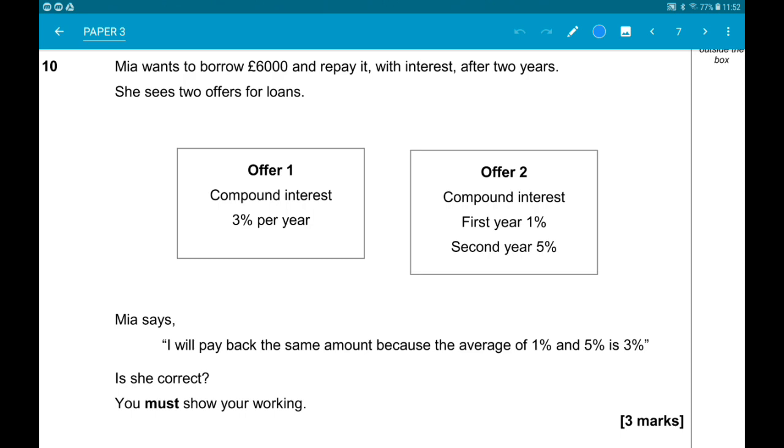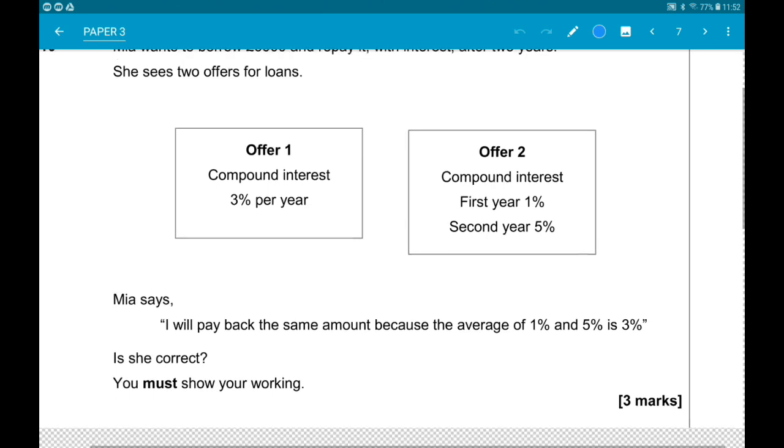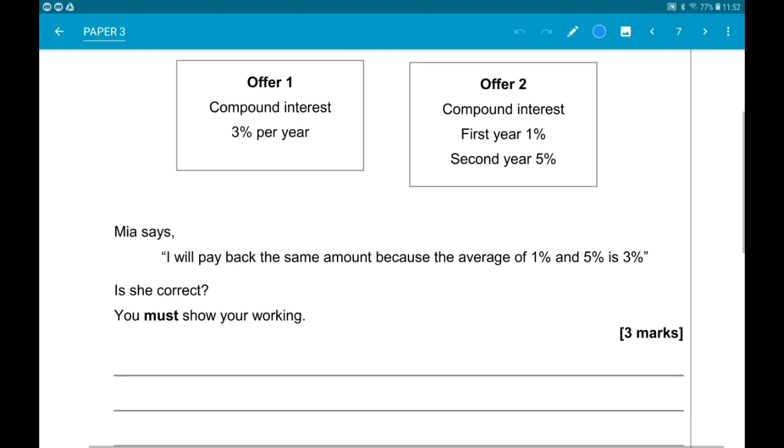Okay, so let's work out how much she's going to pay back. So, in offer 1, to work it out, we do £6,000 times 1.03 squared. Now that gives us 6365.4.